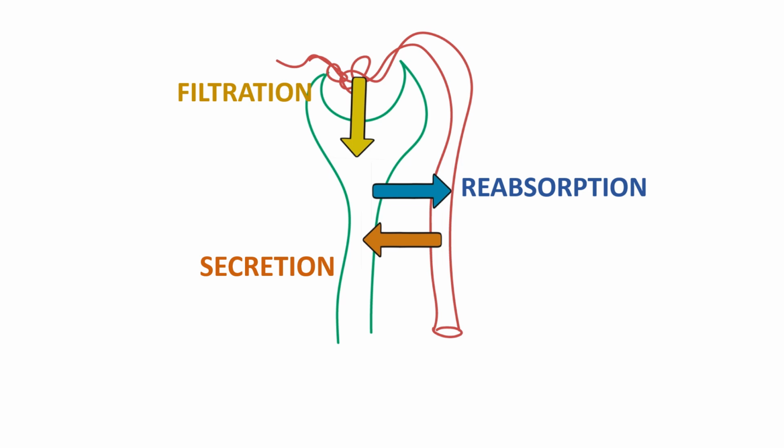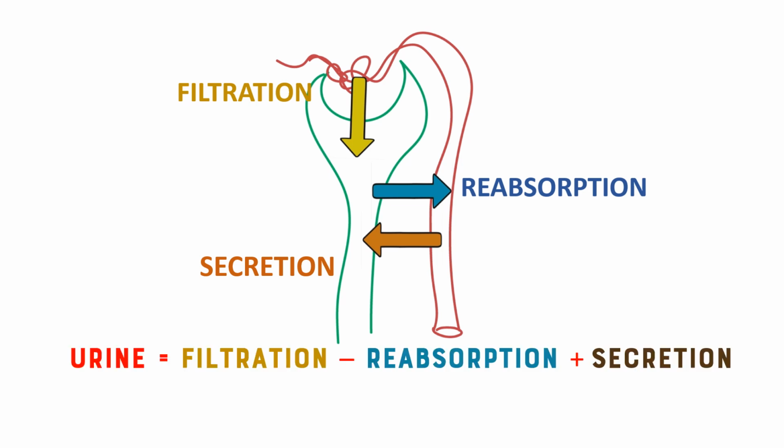Now if I ask you, can you give me a formula of urine based on these three things? The formula of urine would be filtration minus reabsorption plus secretion. This is where the urine ends, right? So if the tubule ends, at this point we have filtration minus reabsorption plus secretion still remaining in the renal tubule, and that is the formula of urine. So that was the basic idea of renal physiology.